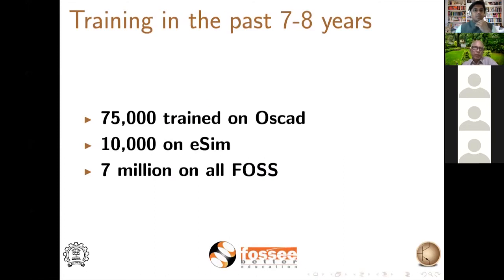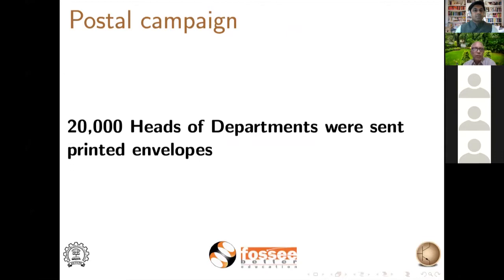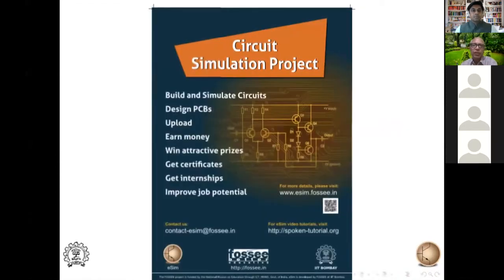Okay. In the past 7 to 8 years, we have trained 75,000 people in OSCAD, 10,000 people in eSim, 7 million people on all FOSS. In fact, we did a postal campaign. We sent a poster to 20,000 heads of departments that have circuit design. This actual printed poster told the students: build and simulate circuits, design PCBs, upload, earn money, win attractive prizes, get certificates, get internship, improve job potential.